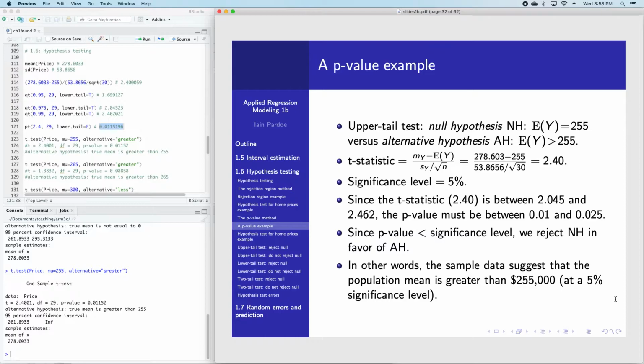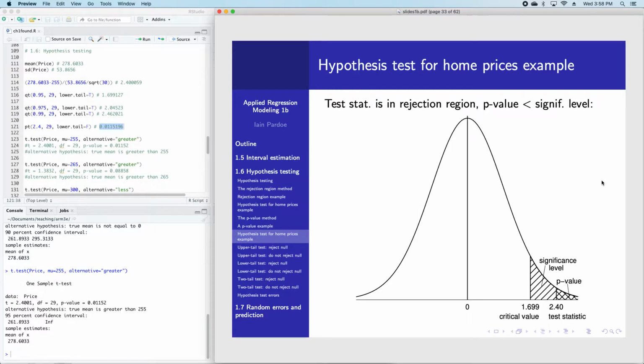So in this case, our sample data suggests that a population mean greater than $255,000 is more plausible at a 5% significance level. That's because we rejected this null in favor of this alternative, that the population mean is bigger than 255. So here's that picture again.